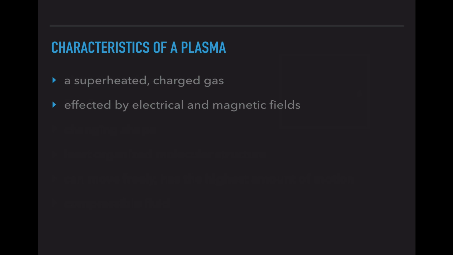The last example that we have is plasma. Plasma is a superheated, charged gas. What that means is it is technically a gas, but it is at a very, very high temperature, and it actually has an electrical charge. So it acts a little bit differently than regular gases, which is why it's its own category. And it is actually affected by electrical and magnetic fields.